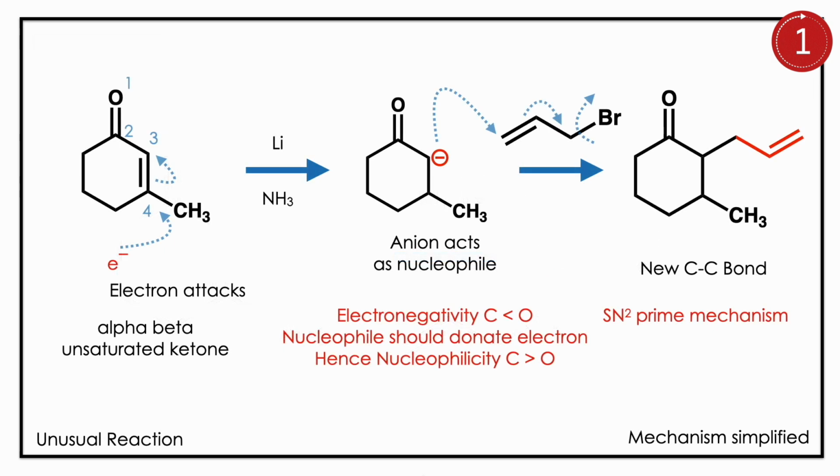Here the starting material is an alpha, beta unsaturated ketone. So it will be like a Michael addition. An electron attacks the fourth position and generates the nucleophile. If you look at the nucleophilicity, carbon is the better nucleophile because of less electronegativity. So it can act as the nucleophile. So it attacks, and you have the bromine elimination. The elimination happens through the SN2 prime mechanism. You end up with a new C-C bond.